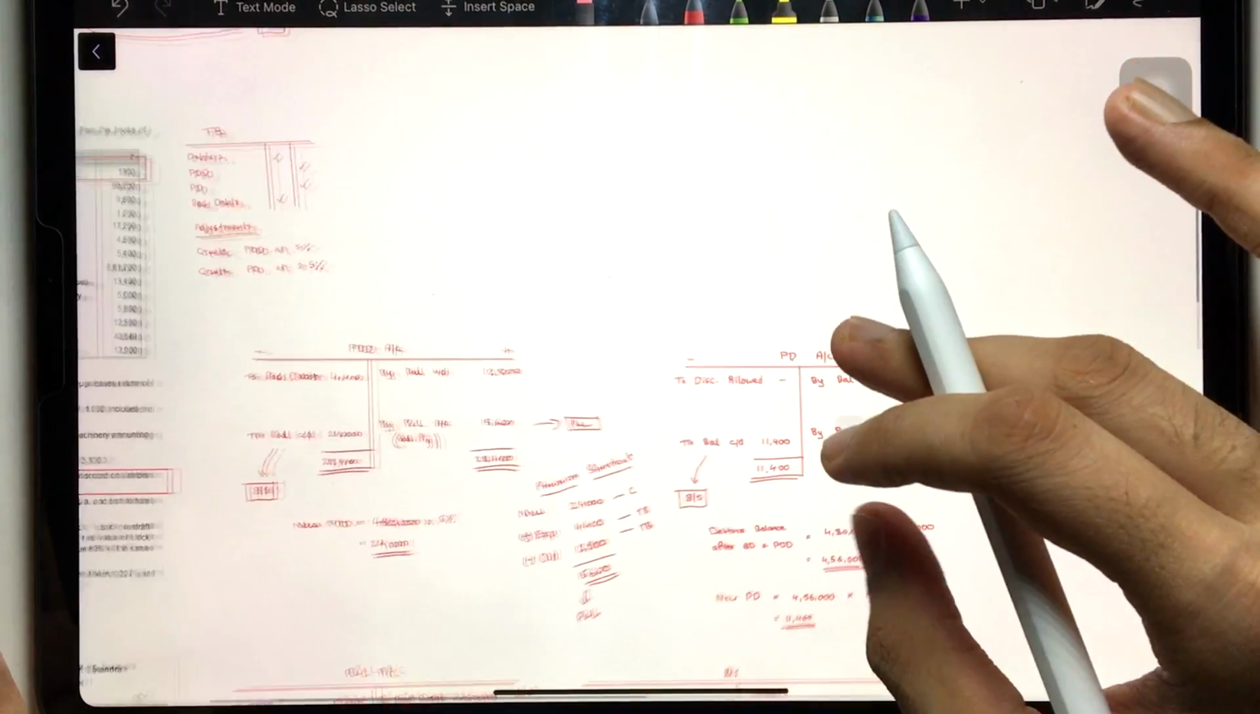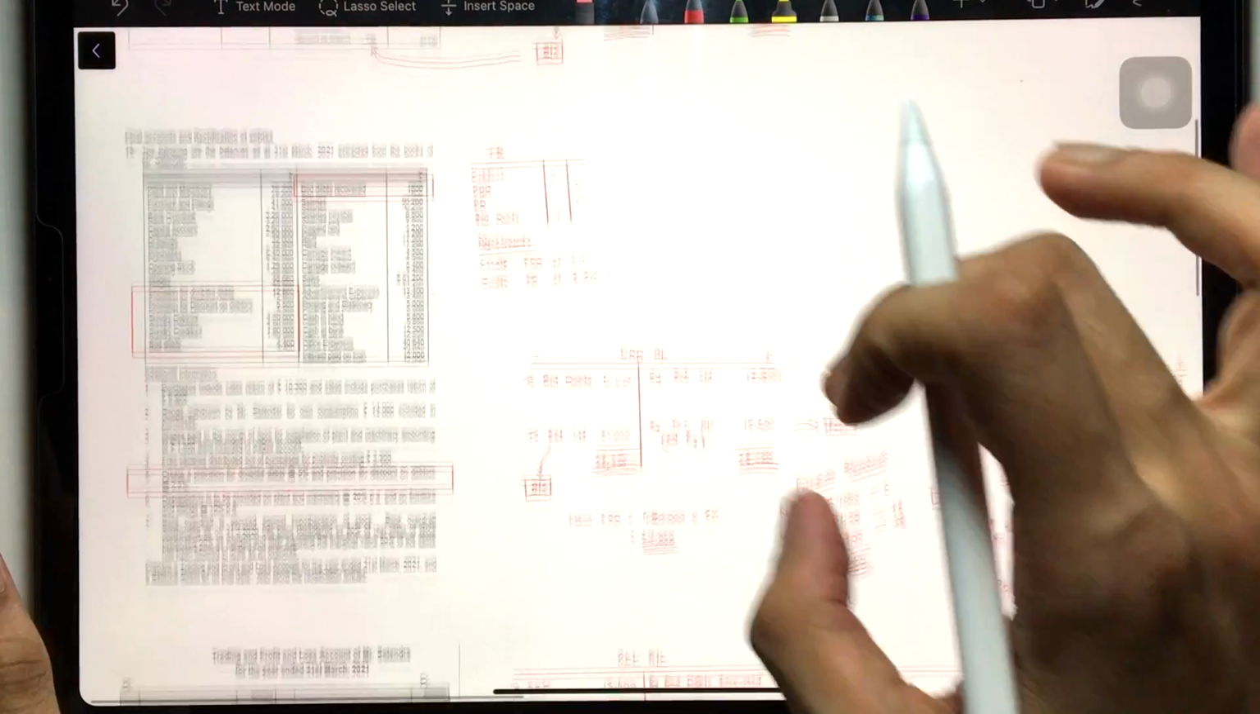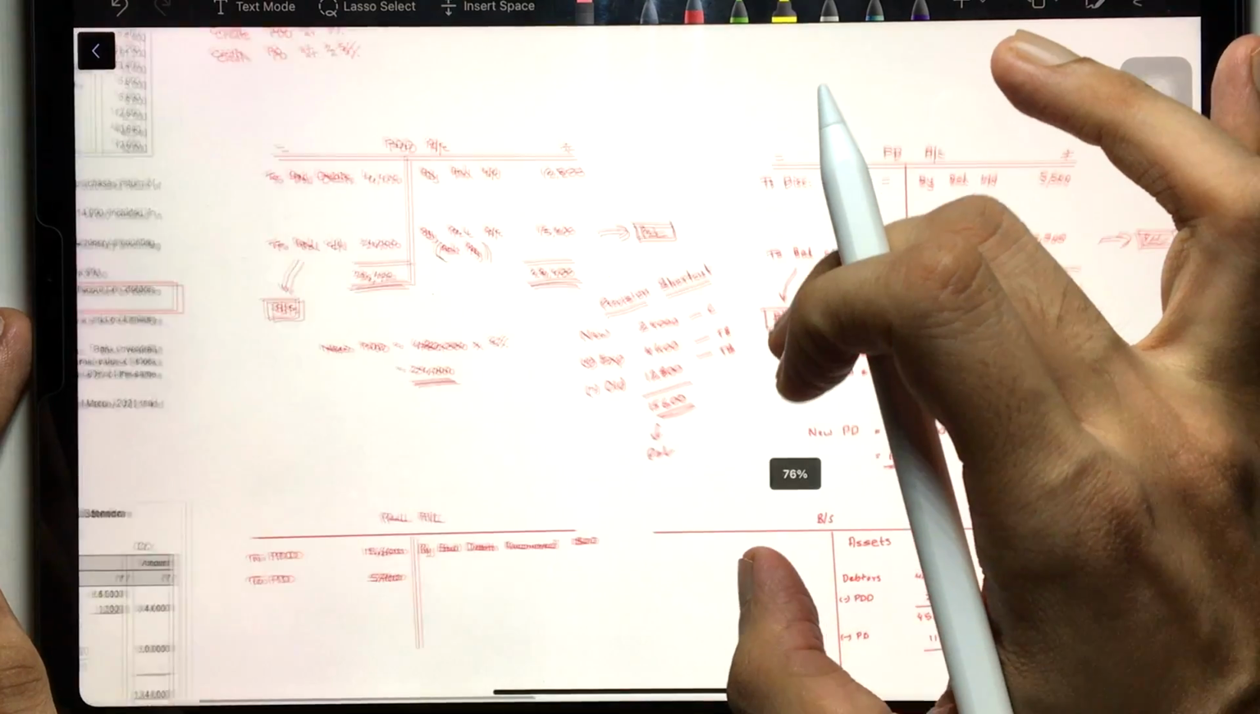Clear? Easy. So I hope you have understood this. It's really simple and straightforward. So I think you have got this.